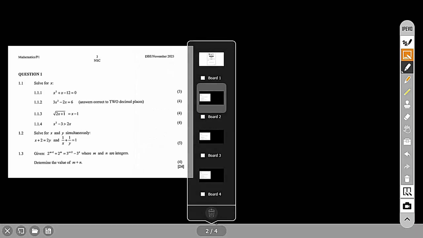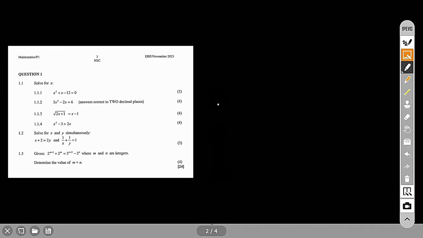Today I'll be doing question 1, and let's see how far we can take it. So question 1.1, x squared plus x minus 12 is equal to 0. So this is factorization. It's quite your grade 9, grade 10 work. But let's get to it.